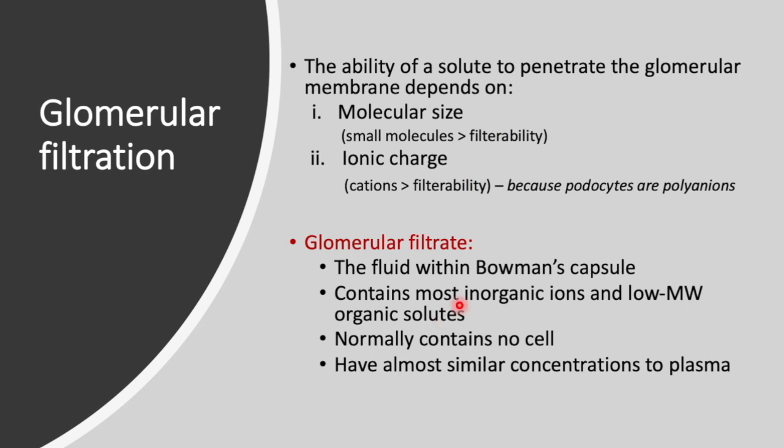The glomerular filtrate, which is the filtrate in the Bowman's capsule, contains most inorganic ions and low molecular weight organic solutes. The filtrate normally does not contain any cells, and it has almost similar concentrations to the plasma.